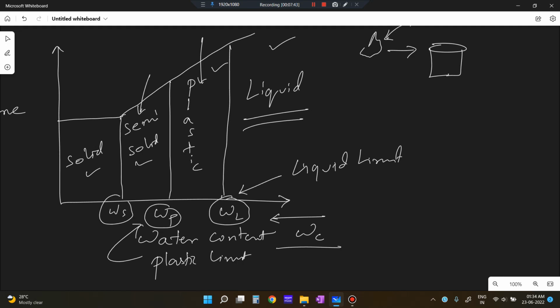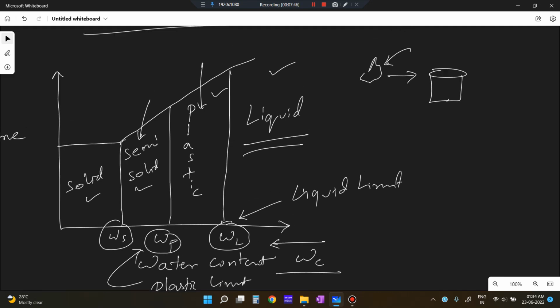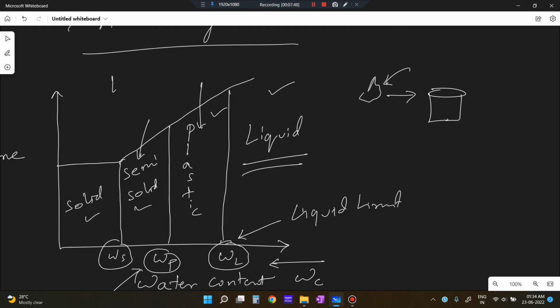And what is WS? Up to this zone, the soil is fully saturated. That means all the void spaces are filled up with water, and there is also extra water. So if you keep on decreasing the water content, the reduction in the volume of water will result in an almost equal reduction in the volume of soil mass up to this point. Up to WS the soil is fully saturated.